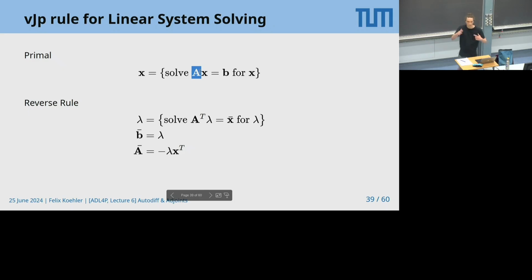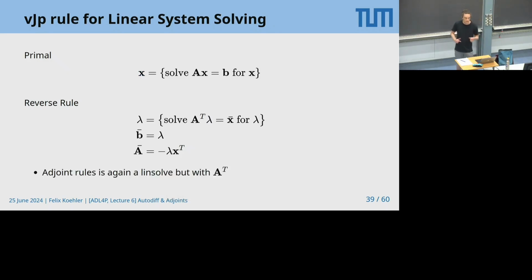Again, this should also give you the sense that for doing a reverse pass, you need information from the primal pass. And you solve this for an additional variable, here denoted as lambda. And then it turns out that the cotangent on the right-hand side is exactly this lambda, and the cotangent on the system matrix turns out to be the negative outer product between lambda and x, and here again you also need the x from the primal pass. So the adjoint rule is again given in terms of a linear solve, but this time with A transpose.